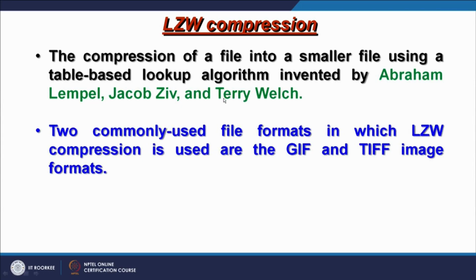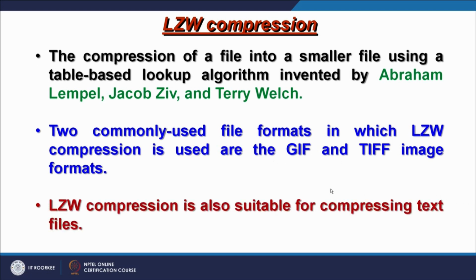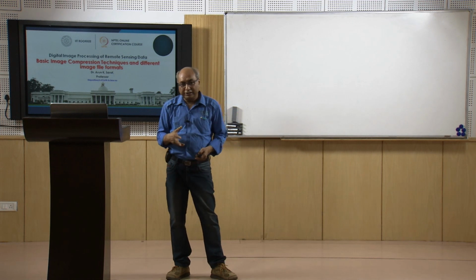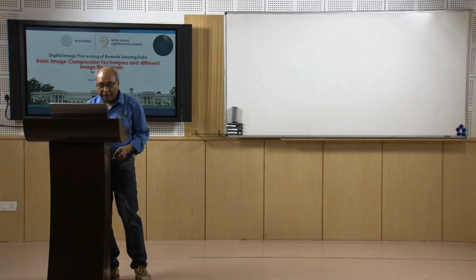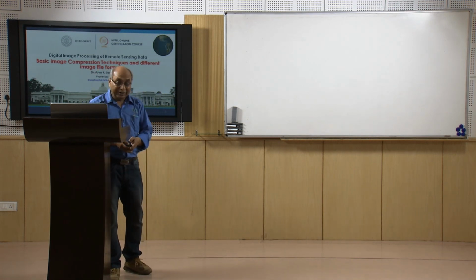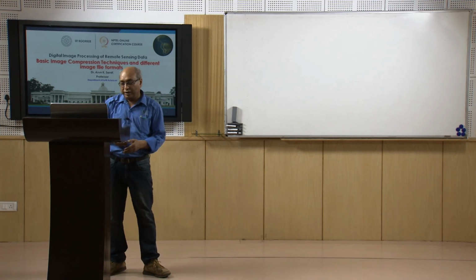So the two commonly used file formats in which LZW compression can be performed, and many digital image processing operations can still be done without decompressing it, are, as I have mentioned, GIF and TIFF file formats. This compression is also suitable for compressing text files. Generally, text files do not have much redundancy, but if somebody has created a lot of blank pages in your text file, that means a lot of redundancy is available, and therefore you may achieve something.